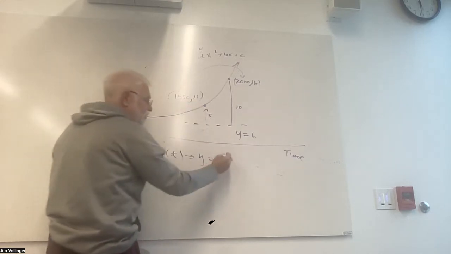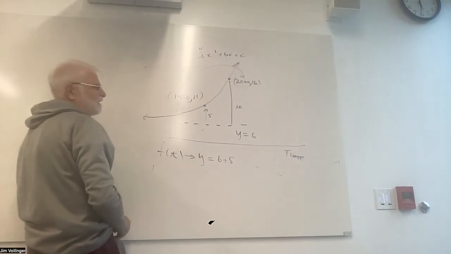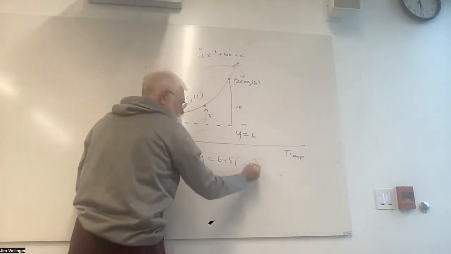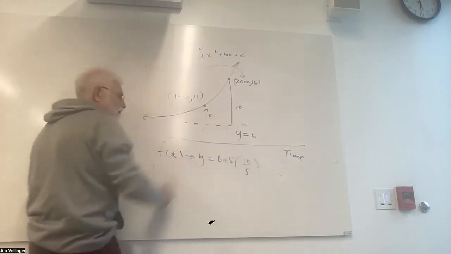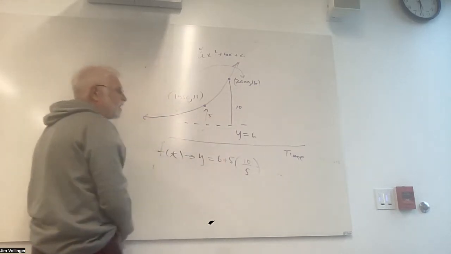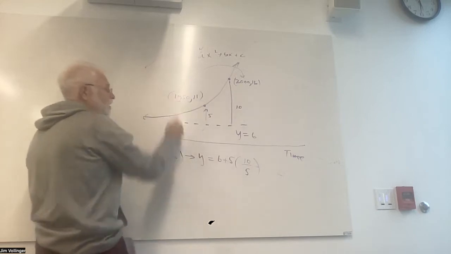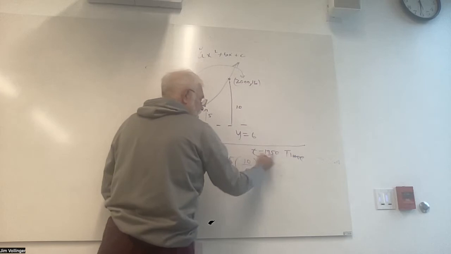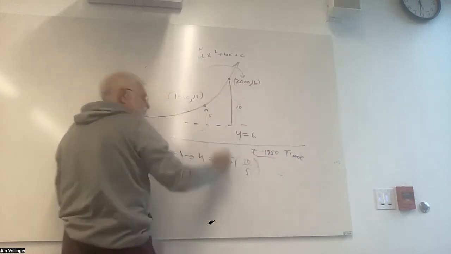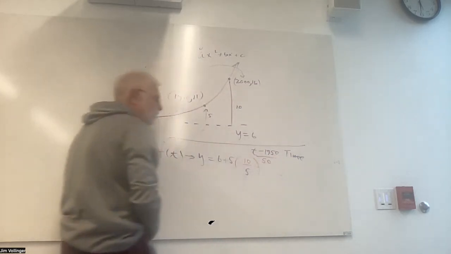How do I get to 11? Add 5. Next time I didn't add 5. Next time I did not add 5. The next time I added 10. Well, there's our doubling. Okay, so there's the base of the exponential function. 1950, I'll highlight it by saying t minus 1950. And then I'll divide by 50 because that's how many units of change there are.